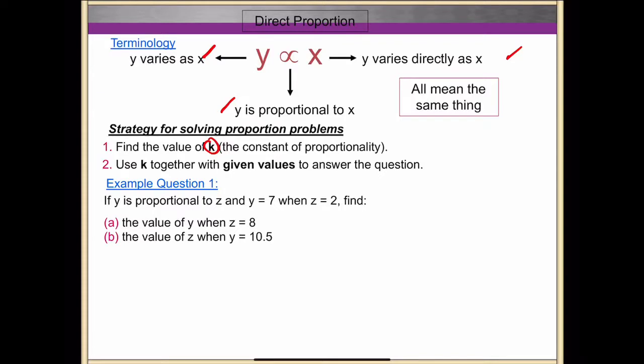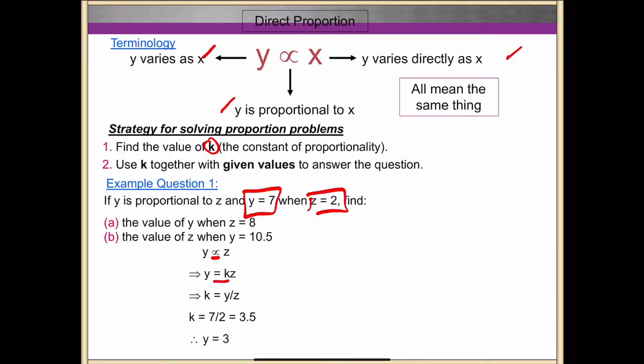So the first thing you've got to write is the relationship. So you write Y proportional to Z. Now, instead of this symbol, what could we possibly write down? Well, we could write Y equals K times Z. So instead of this symbol, you write equals K. Okay, this is really, really important for us. You know the value of Y and you know the value of Z. The value of Y is 7, the value of Z is 2. So K must be 3.5.